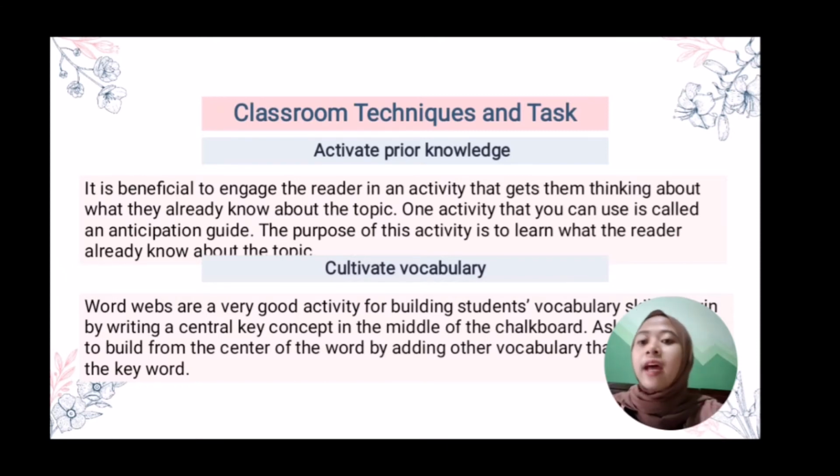And then the next is C, cultivate vocabulary. For cultivating vocabulary, word webs are a very good activity for building students' vocabulary skill. Begin by writing a key concept in the middle of the paper or on the board. Choose a concept that is central to the reading you are about to do. Have the students work individually, in small groups, or as a class, building from the center of the word web by adding other vocabulary that is related to the key word.